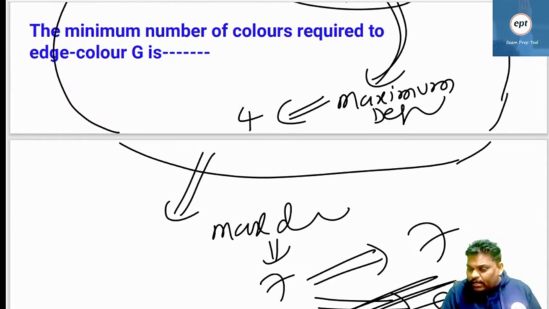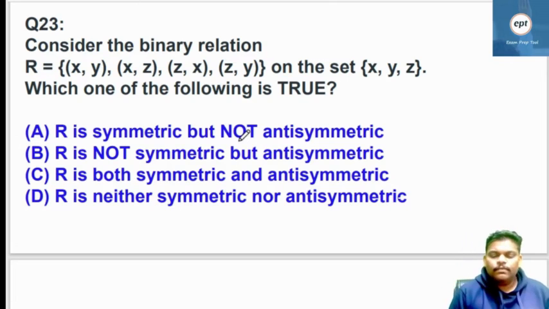Next one, bipartite graph: only MD. Okay, these three models are not satisfying. Then find the maximum degree. If at least 3 vertices have maximum degree, then the answer is MD plus 1, if not MD. Right? Fine. Yeah, what is the answer?